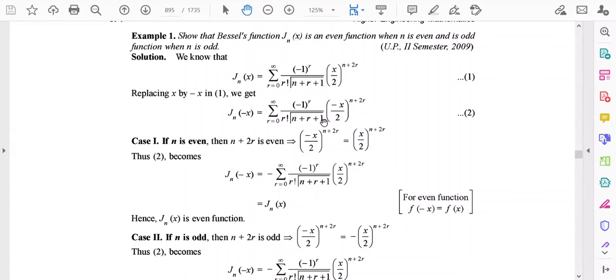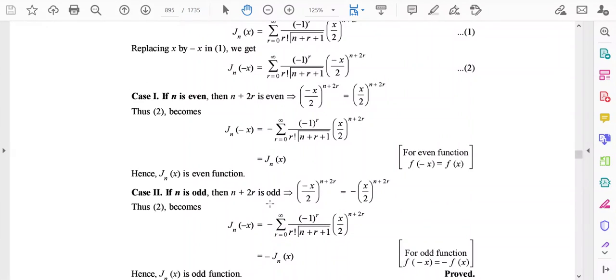there will be no difference in the expressions of Jn(x) and Jn(-x). You see the expressions again. But here there is a minus sign that is misprinted, and there will be no minus sign over here. Just understand it in this way: this term in the first bracket, (-x/2)^(n + 2r), can be written as (x/2)^(n + 2r). So Jn(-x) and Jn(x) will be equal. So Jn(x) is basically an even function.